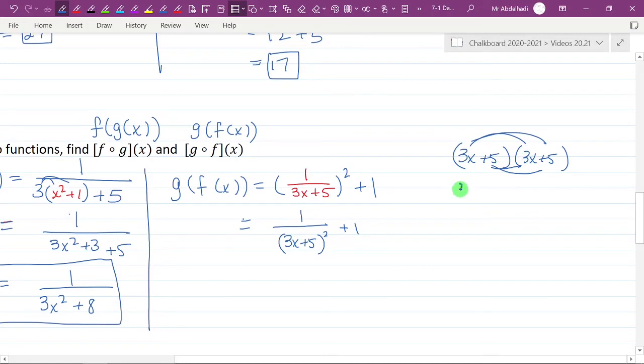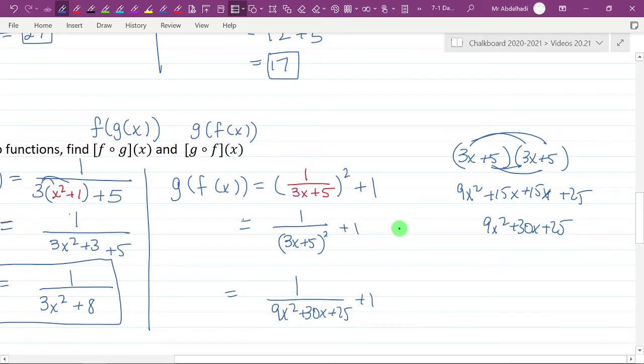So 3x times 3x is 9x squared. 3x times 5 is 15x. 5 times 3x is also 15x. And 5 times 5 is 25. So we get 9x squared plus 30x plus 25. And that's what we're going to have in the denominator. And there's a plus 1. And we could go further, but that's more pre-calculus, so I'm going to leave it here.